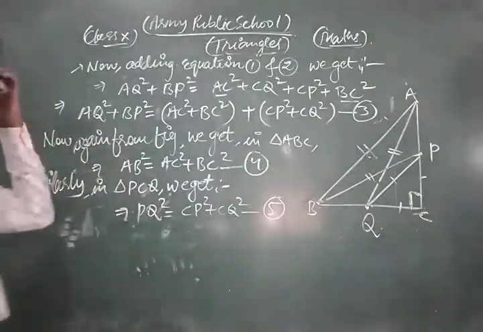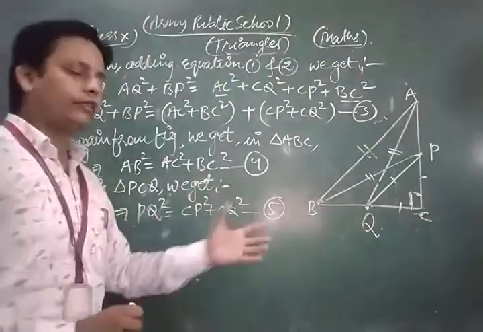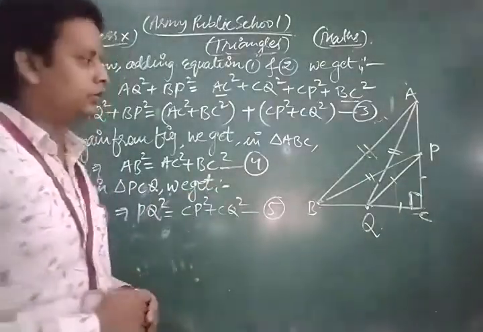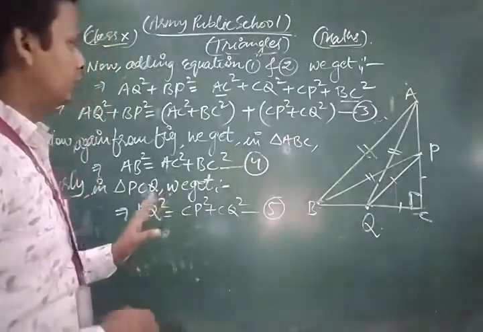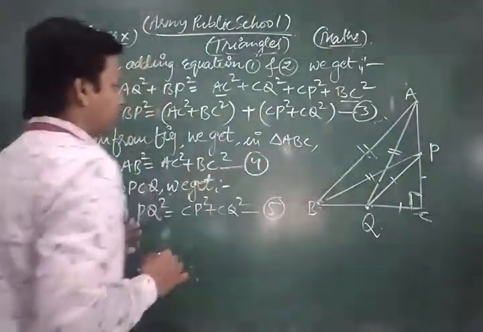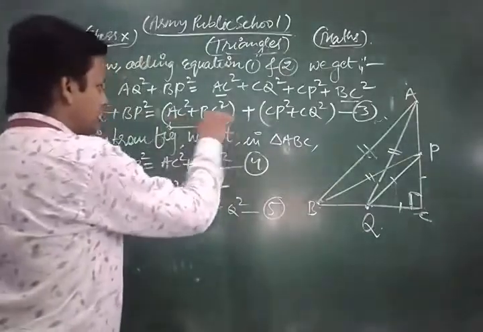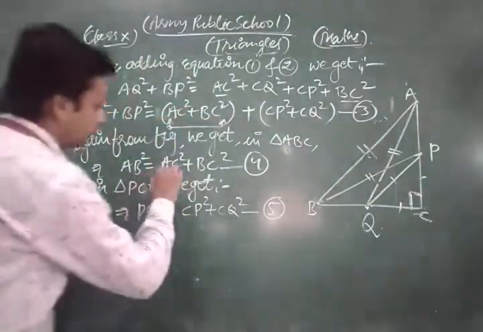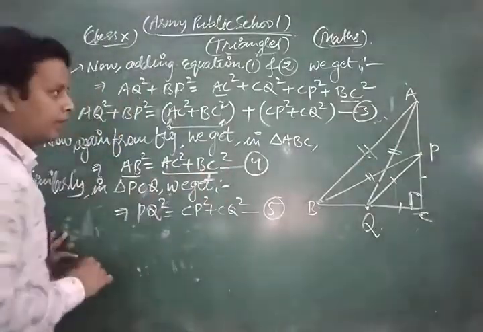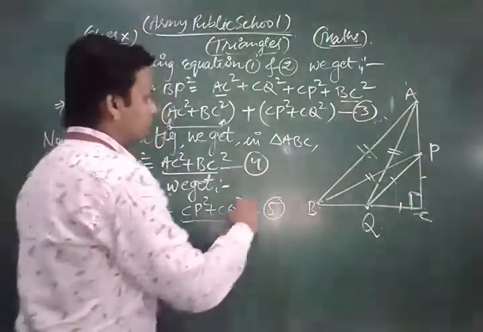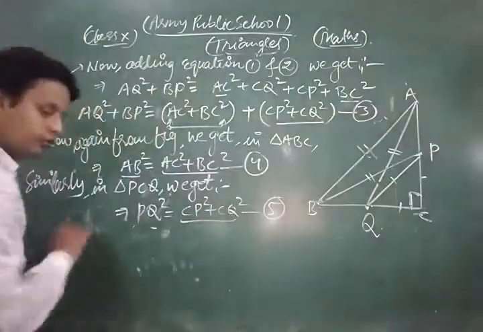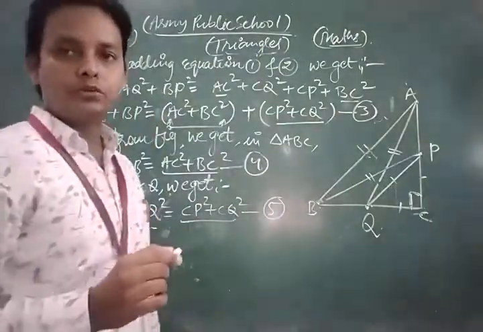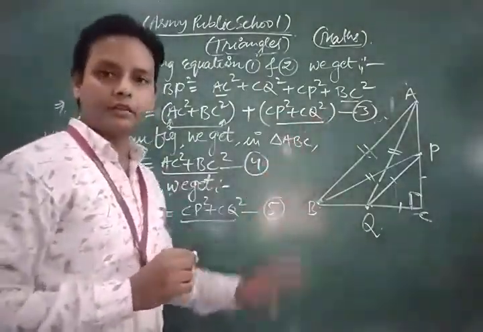Now look, now adding 4 and 5, using equations 3, 4 and 5. Look, the value of AC square plus BC square is what? AB square. And the value of CP square plus CQ square is what? PQ square. So now we can write using equations 3, 4 and 5.